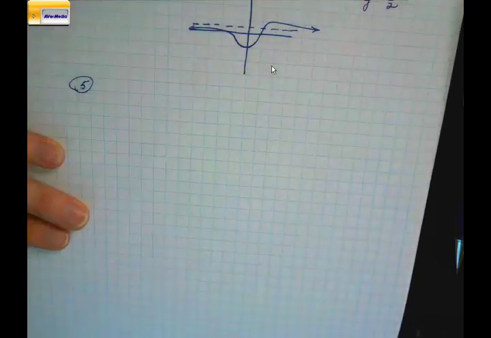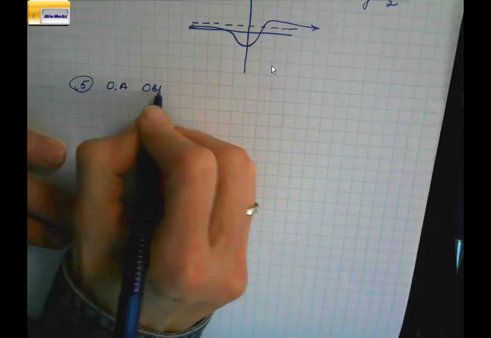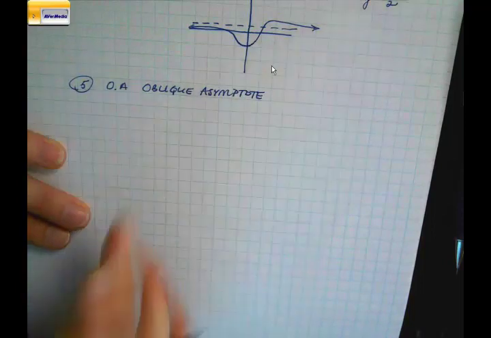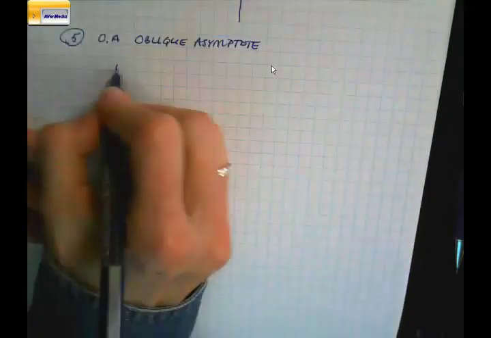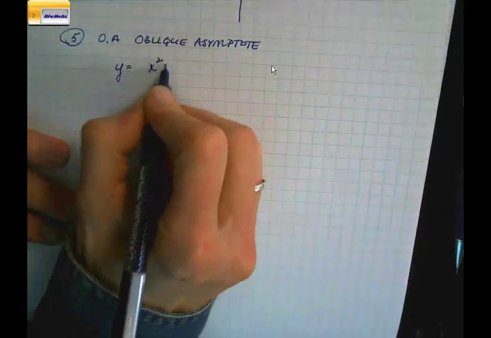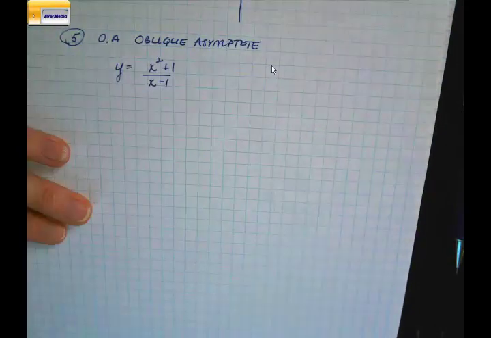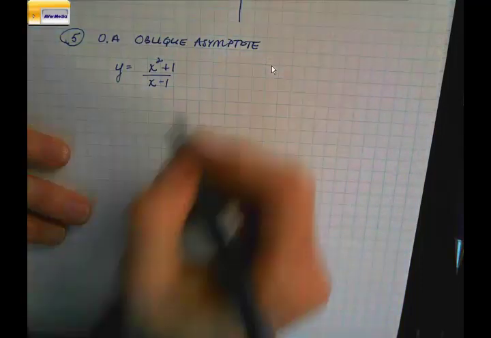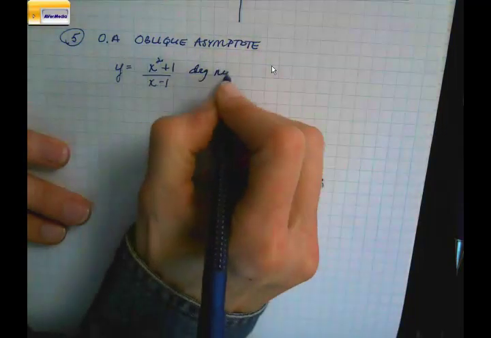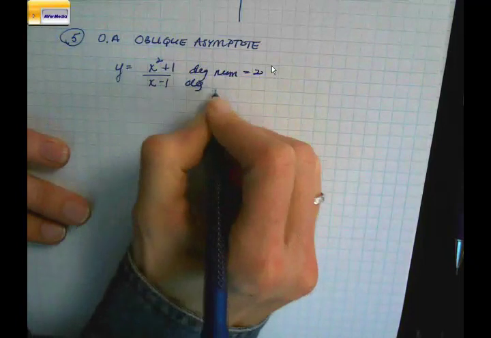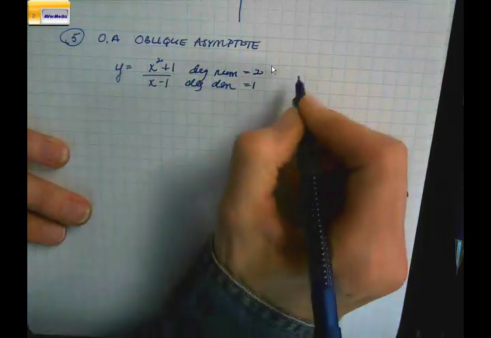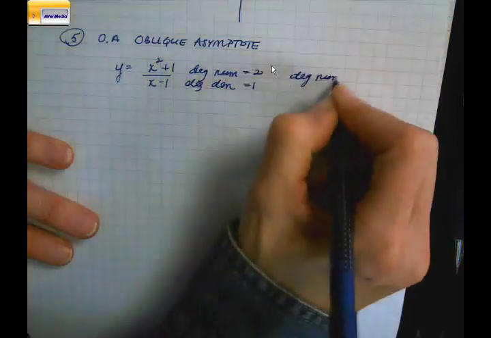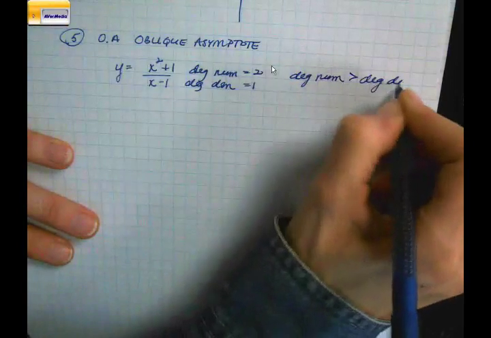Okay, now part 5. Part 5 is what we call the oblique asymptote. An example of such an oblique asymptote would be this rational. In this rational, the degree of the numerator is 2, and the degree of the denominator is 1. So in other words, the degree of the numerator is bigger, right? The degree of the numerator is greater than the degree of the denominator.